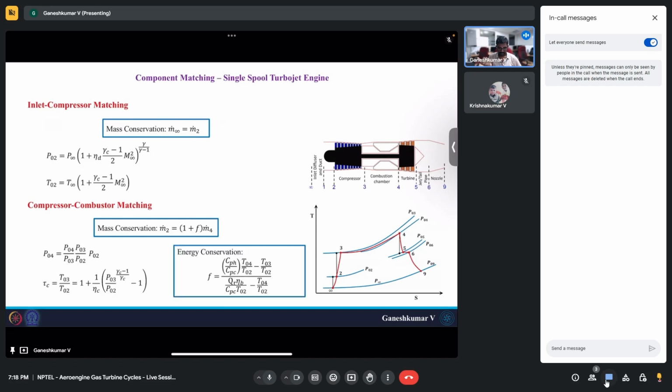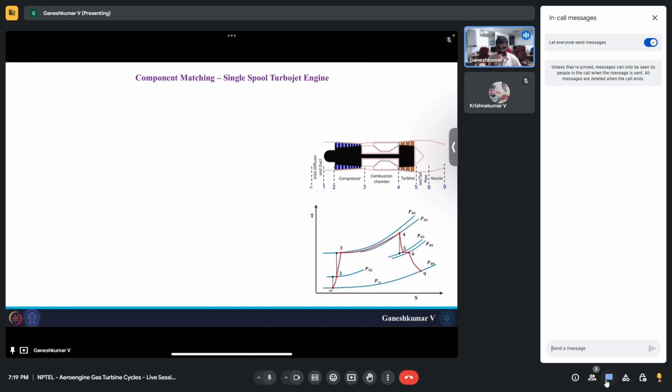The other conservation equation that we have is energy conservation. We are adding some fuel, so this is the fuel to air ratio equation. It is just divided by T02 in both numerator and denominator, which is why it looks strange here. But the equation is just the energy conservation at the combustion chamber.